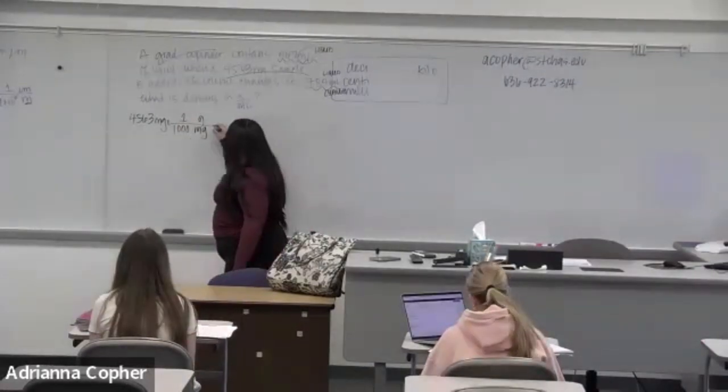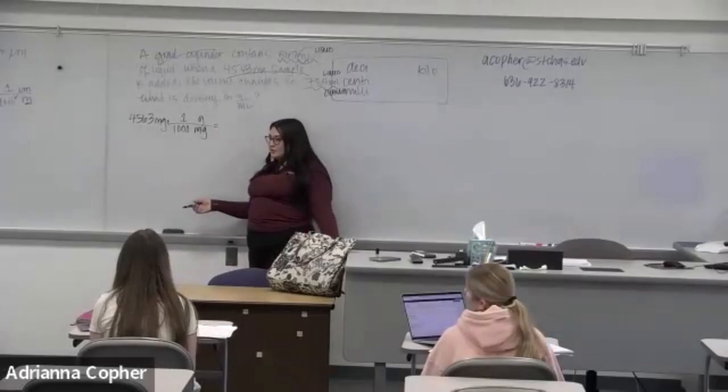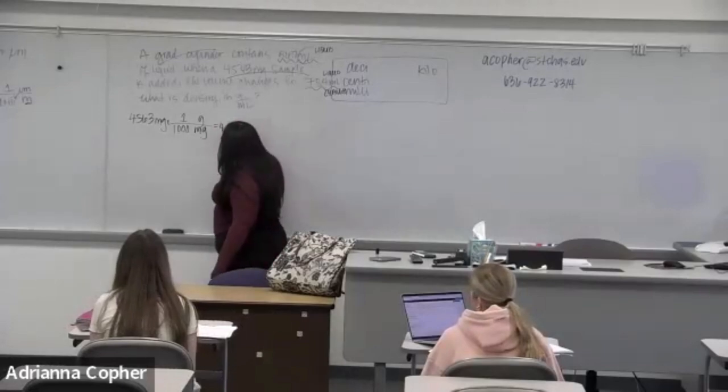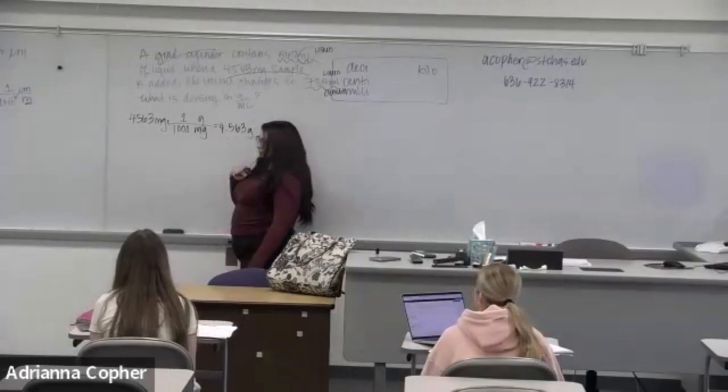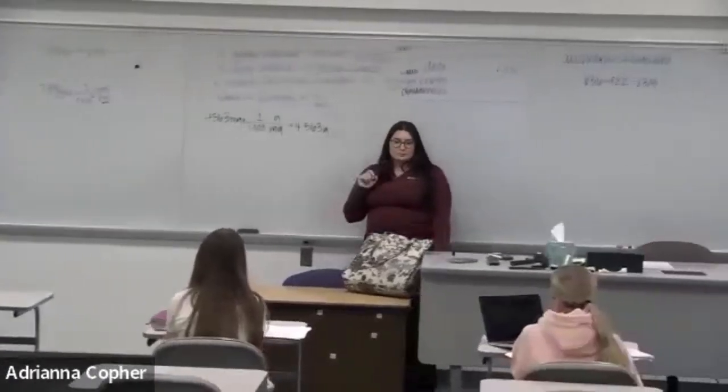So what are we really doing here? What's our operation? Multiply by 1, divide by 1,000. But if you multiply by 1, does anything change? No. So I'm just gonna straight divide. We're gonna divide that by 1,000, which should give us 4.563 grams. Someone check that for me.